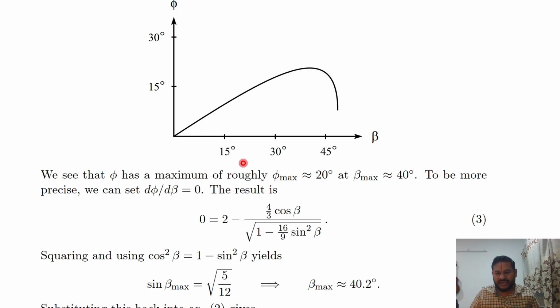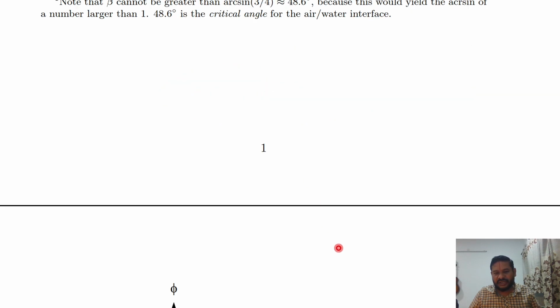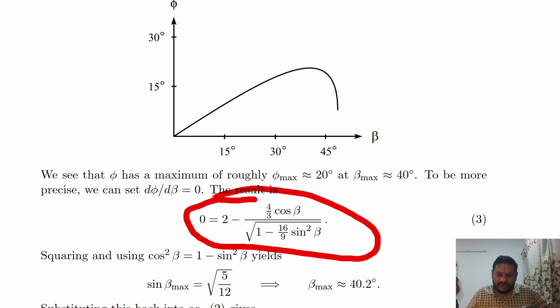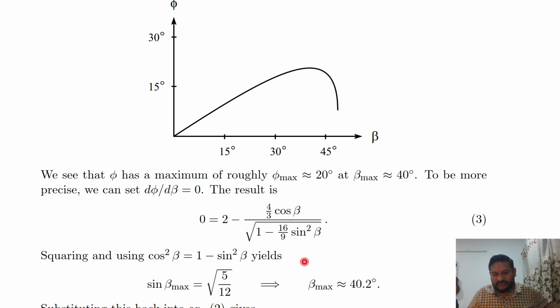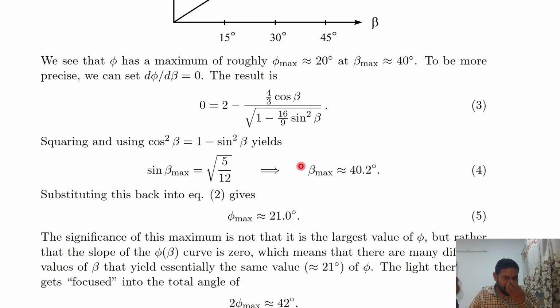If you just differentiate, I will not just claim this. If you just differentiate this equation, so sine inverse this one, if you just differentiate this and solve, so you get derivative of phi equal to 0. If you put, then this is what you get. And if you solve this equation, you get beta maximum, and the beta for which phi is maximum happens to be 40.2 degree, and the corresponding value of phi, I am interested in corresponding value of phi, right? So that happens to be 21 degree, okay, approximately 21 degree.